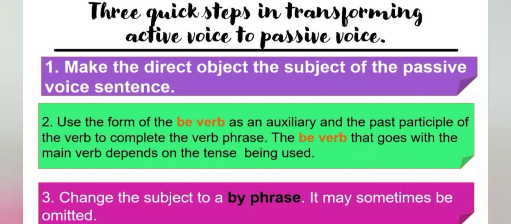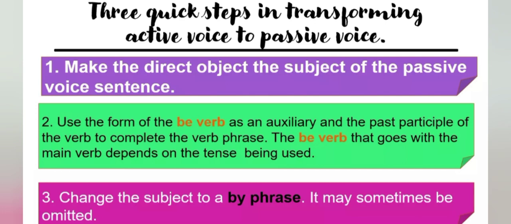Number three, change the subject to a by phrase. For example, by Debbie, by my mother, by father, and so on. You'll be able to understand how to make the by phrase as we proceed with our discussion. It may sometimes be omitted. So it's possible that you will no longer mention the subject in the sentence when the sentence is already in the passive voice.